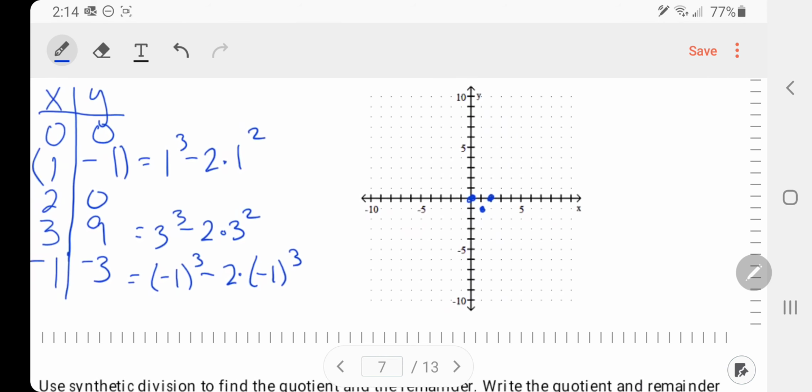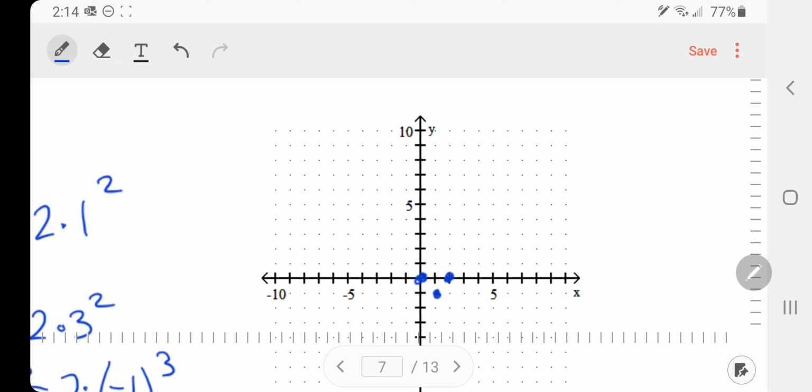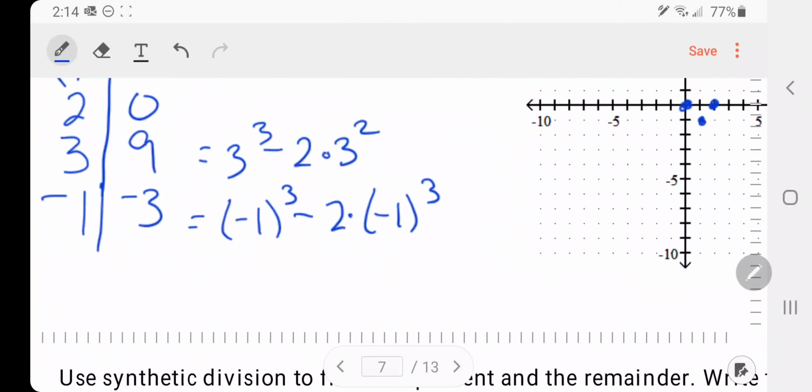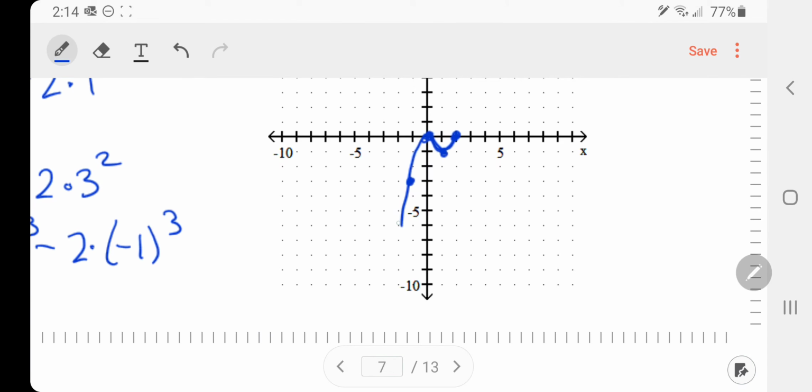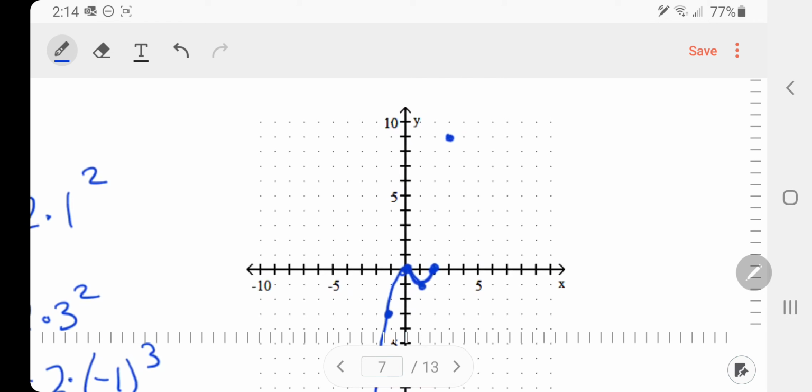And let's plot the points. 3, 9 is going to be up here. And what was the other one? Negative 1, negative 3. That's going to be here. And so we can kind of get an idea of what's going on with this graph. It's doing something, it's making a little curve in here. And then this guy's coming down. And then this guy's headed up, something like that, okay?